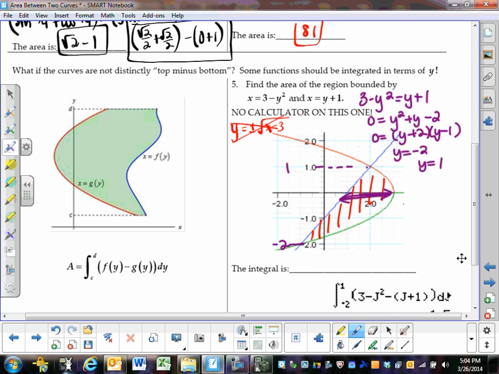So the integral is going to be negative 2 to 1, because technically this is my base now, and this is my height, because it's turned sideways. And we're going to do the square function minus the linear function.